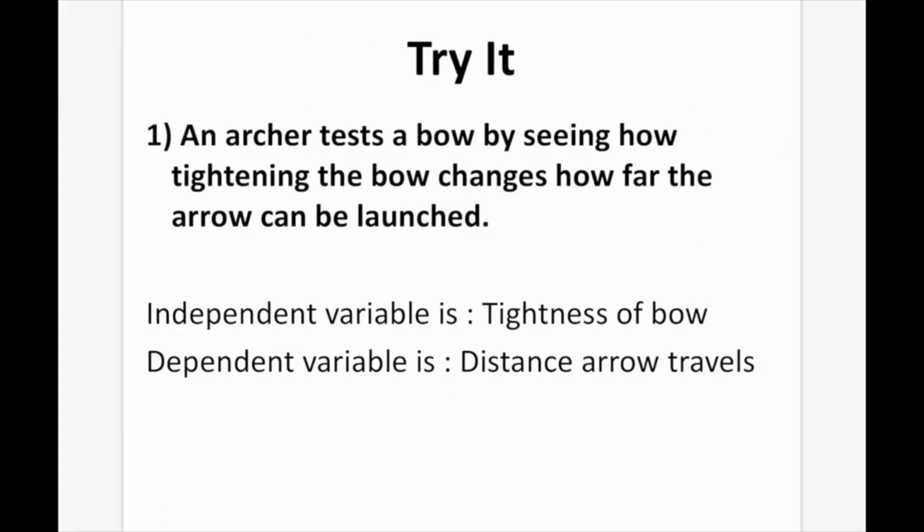So for number 1, an archer tests a bow by seeing how tightening the bow changes how far the arrow can be launched. So in this case, the independent variable is the tightness of the bow, and the dependent variable is the distance the arrow travels.